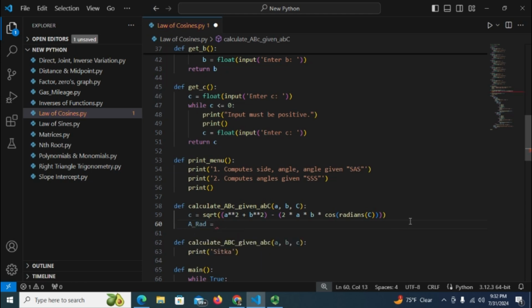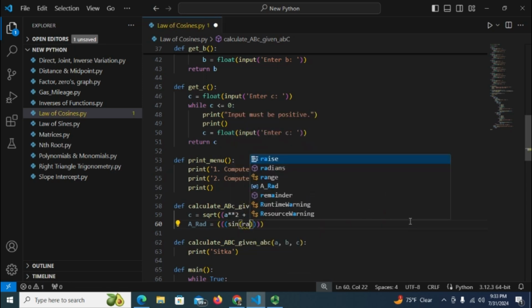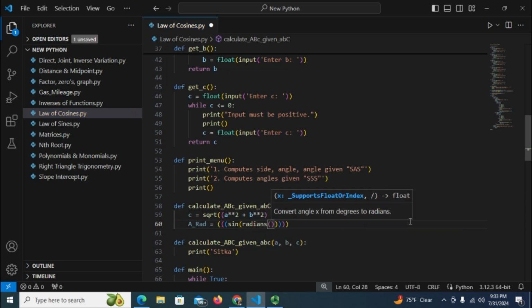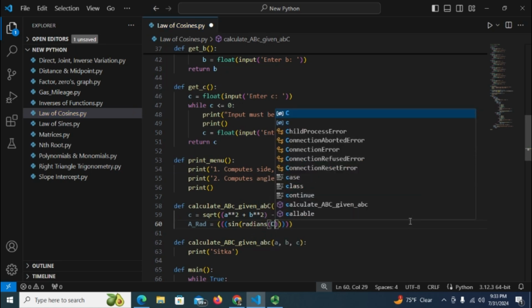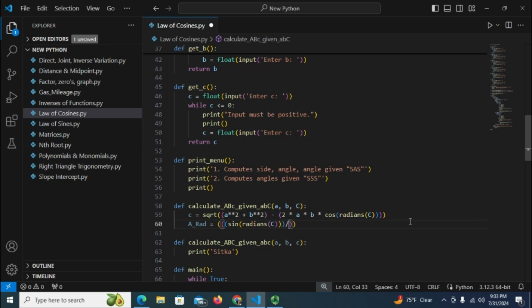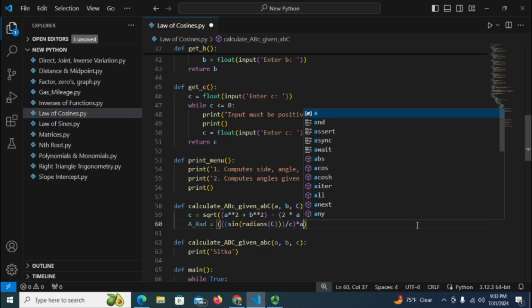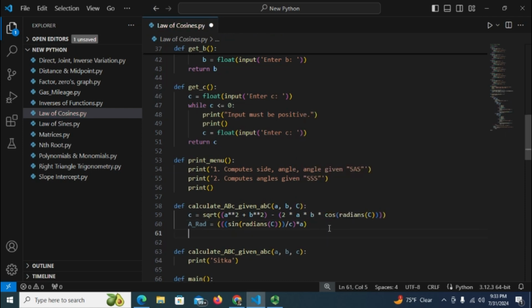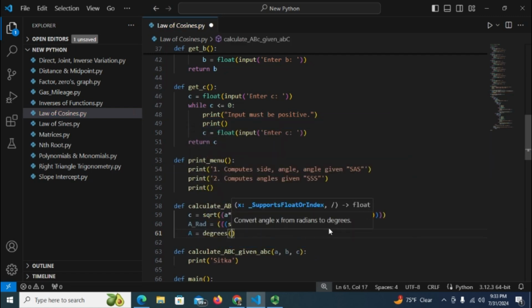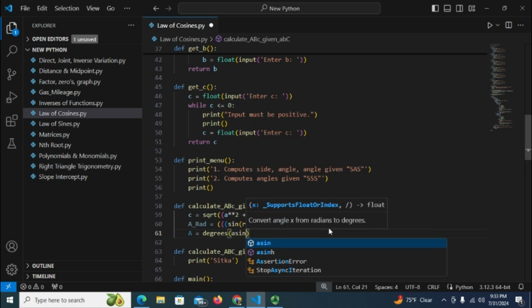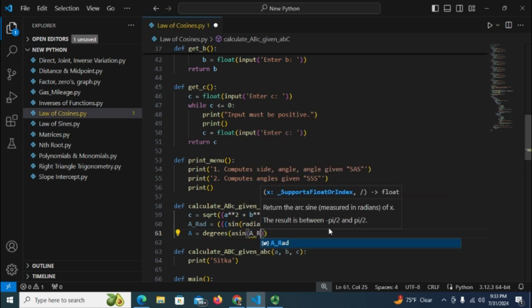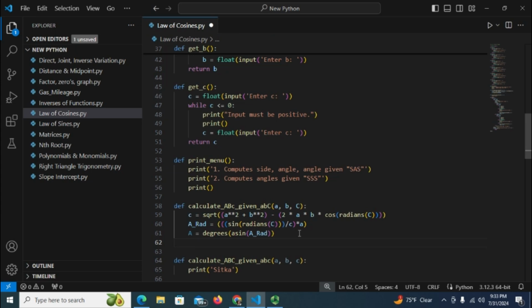This equals sine radians C, and this is going to be divided by C and multiplied by A, like that. So that's A in radians. And then A in degrees now equals degrees arcsine A rad, like that. So that's calculating A.